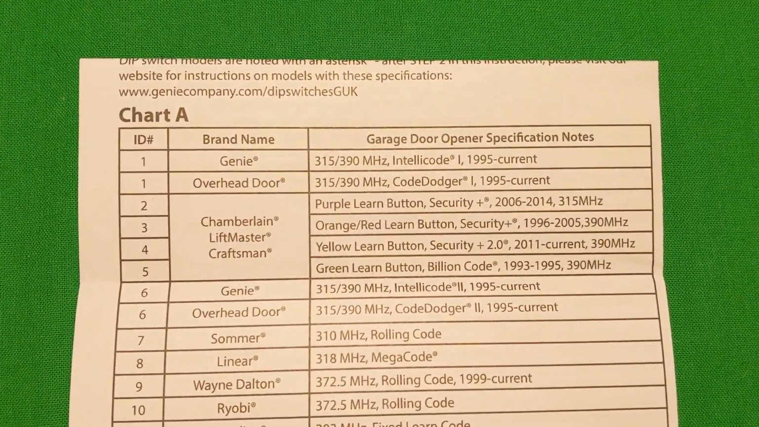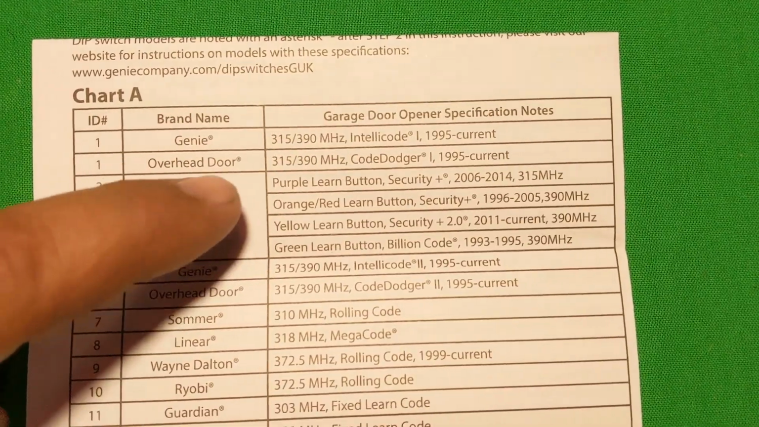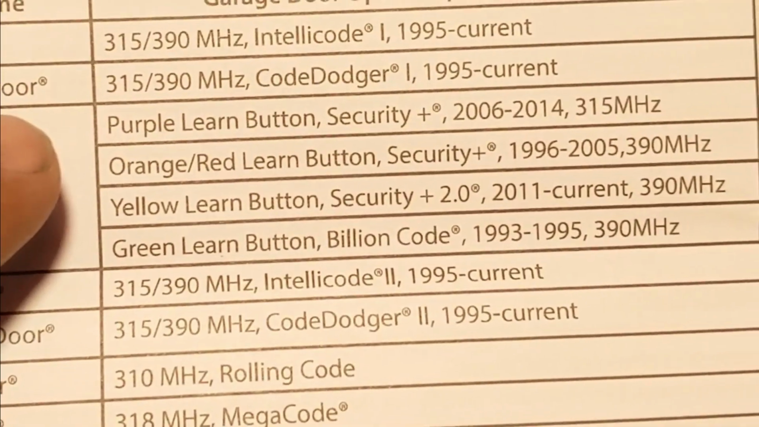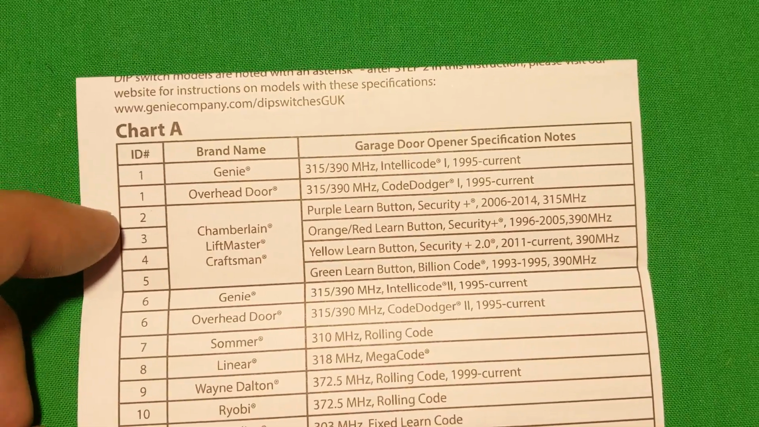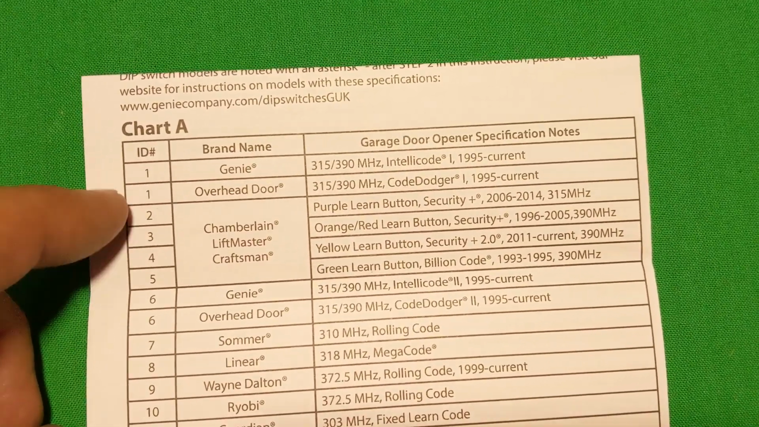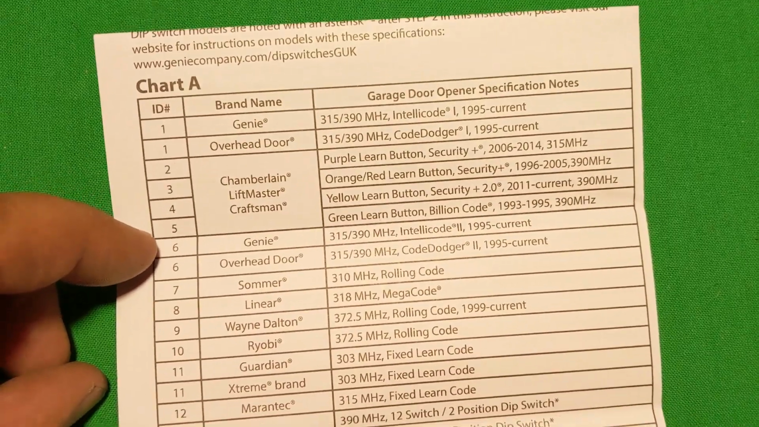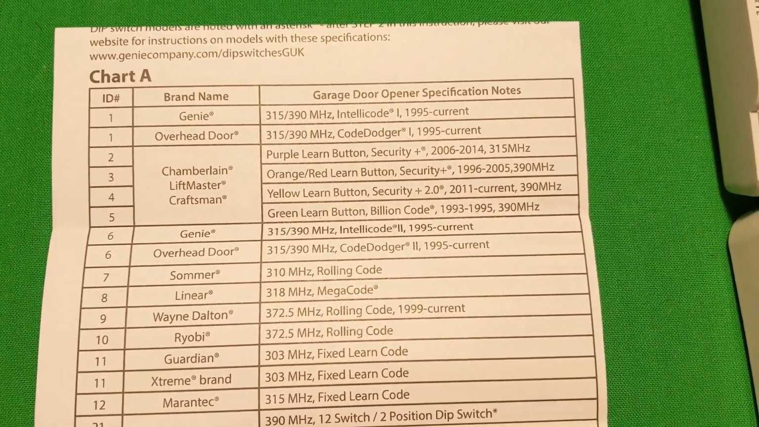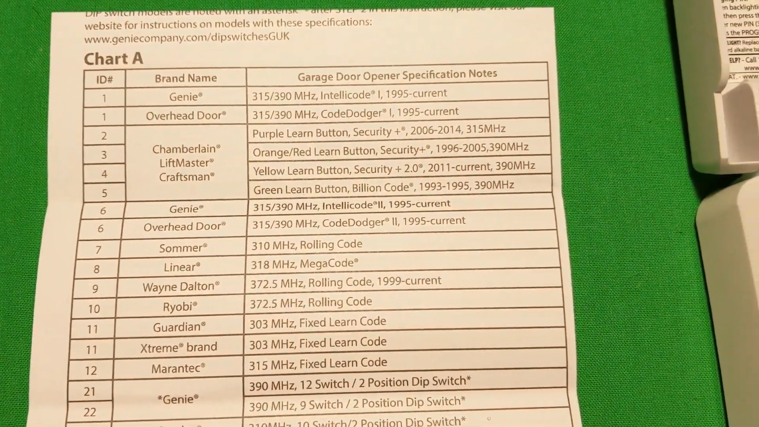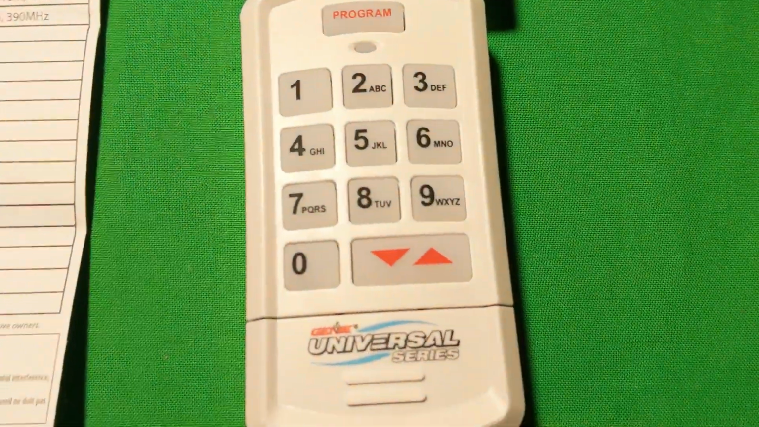Or if you have a Chamberlain, LiftMaster, or Craftsman, you'll have either a purple, orange, red, or yellow, or an old green button. And your ID is going to be right here for those. So that's an important number that you're going to have to know. All right, so I have a newer Genie, so my ID is going to be number 1. What we want to do is come to our keypad.